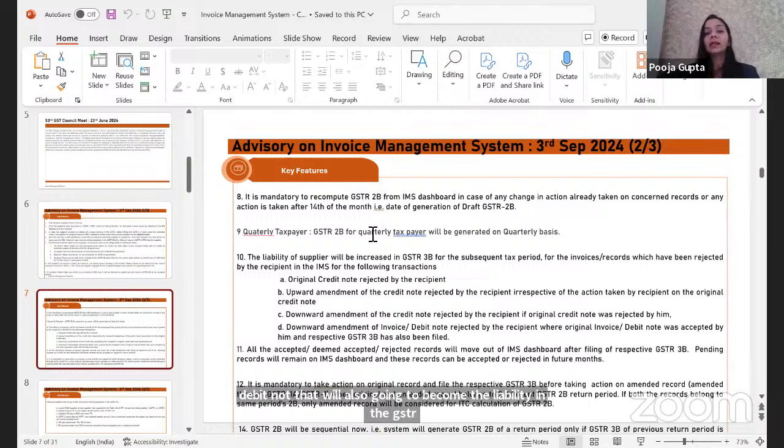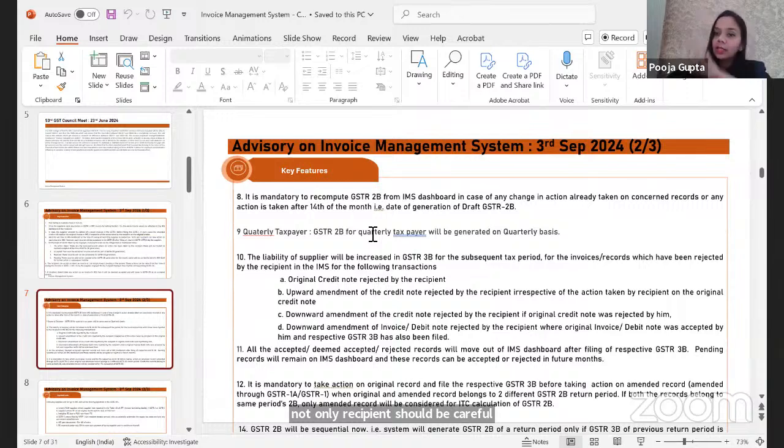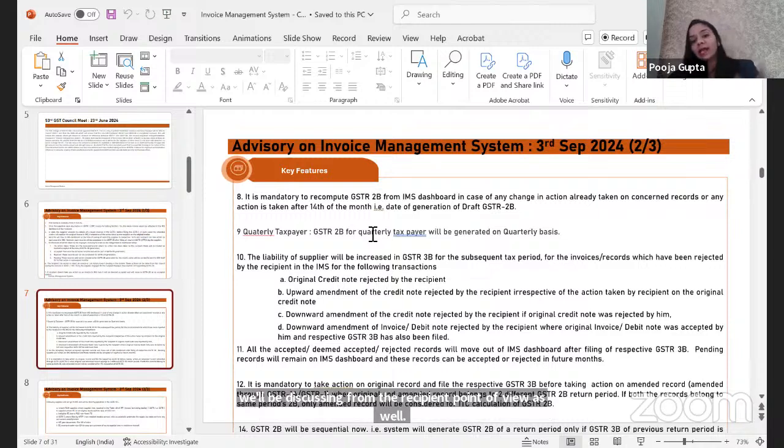Hence, not only the recipient should be careful about the IMS dashboard, the supplier should also be careful about the IMS dashboard, because in our later slides, when we discuss the practical view, we will be discussing from the recipient point of view as well as from the supplier point of view. We will discuss from both points of view.